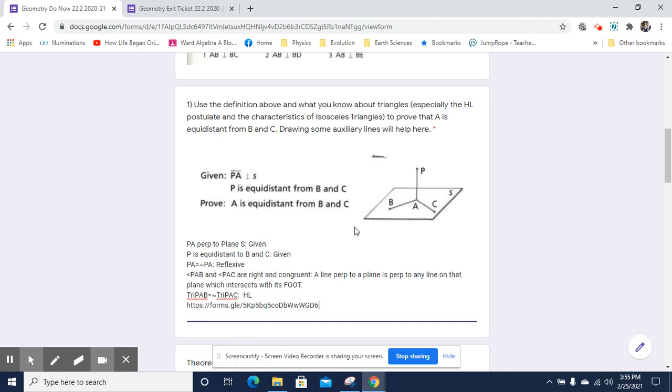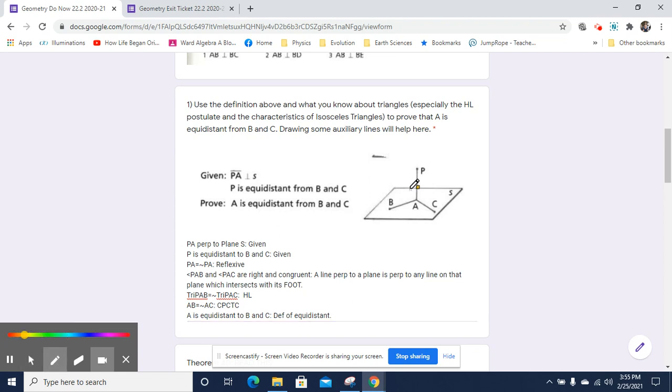Once we've got that, we can say that AB and AC are congruent to each other because they are corresponding parts of congruent triangles. Then finally, A is equidistant to B and C, definition of equidistant. So I'll recap that with some drawings. I'll walk that through.